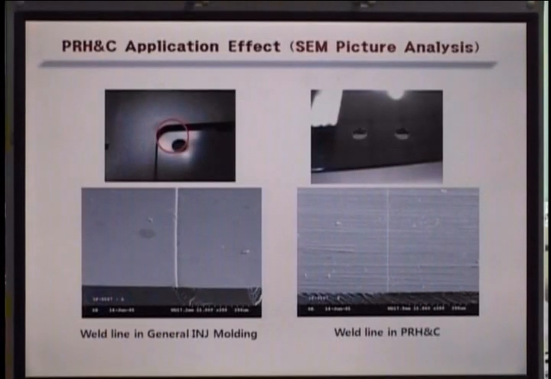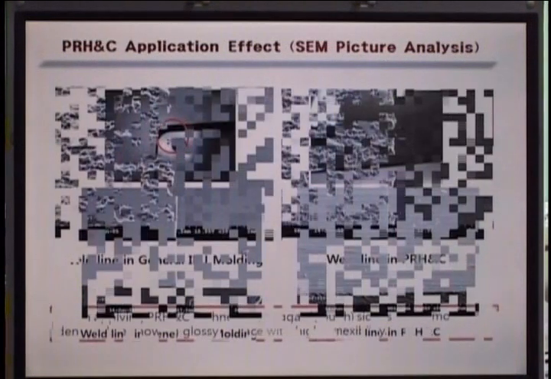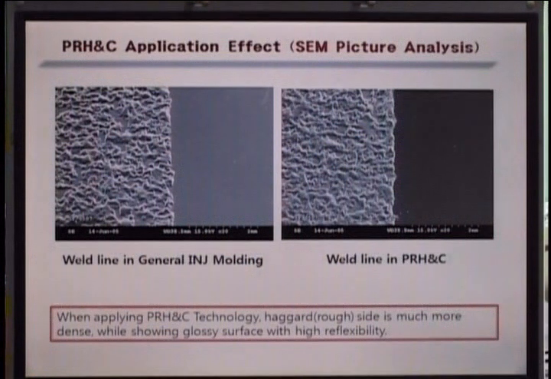Comparison with weld seam. The surfaces of a common injection and PRHNC injection are observed through the electron microscope as shown. The weld by PRHNC injection is much smaller.